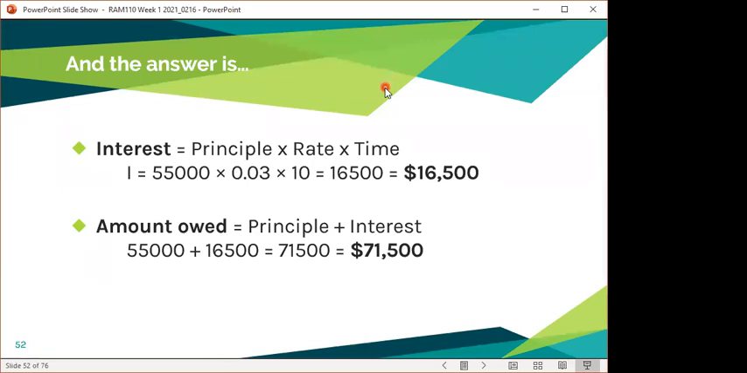So the interest you're going to pay is the principal times the rate times the time. So we have the principal times the rate times the time, 55,000 times 0.03, that's the interest rate, times the 10 years. So you're going to pay $16,500 in interest. And if we add the interest to the amount that we borrowed, the principal, it comes out to $71,500. And so again, simple calculations.